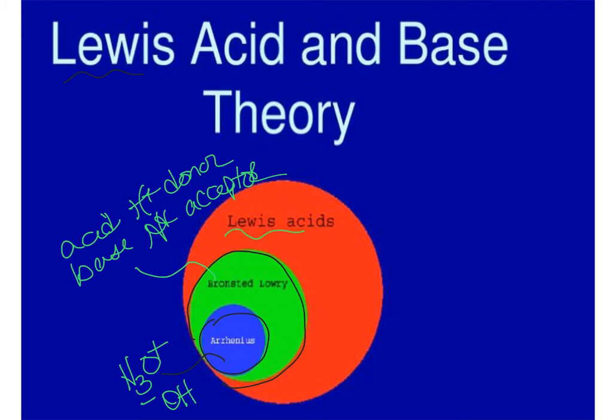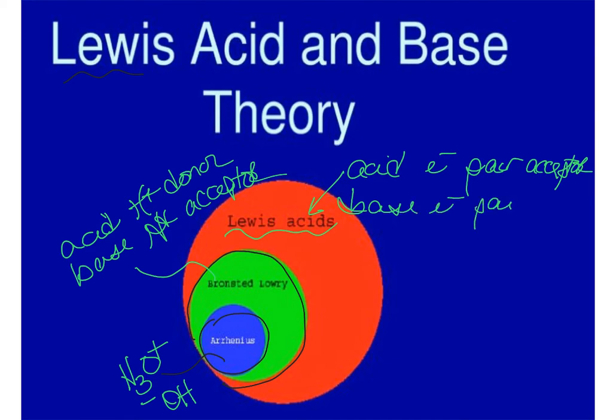And now the most inclusive definition of all, Lewis acids and bases. And if you're going on to take organic, that would be a real important concept, is the most inclusive of them. And as you will see, we'll go more into it in the PowerPoint, but a Lewis acid is an electron pair acceptor. So rather than talking about hydrogen ions, it doesn't even have to have a hydrogen ion. And a base is an electron pair donor.